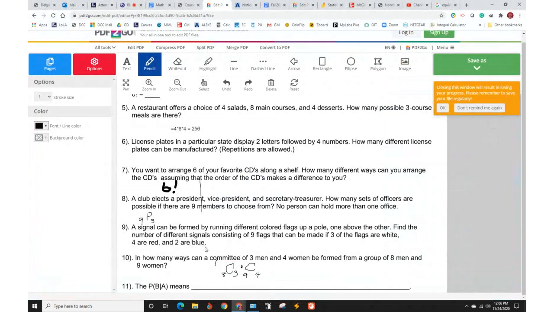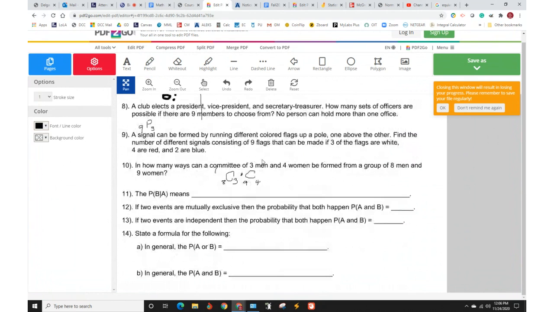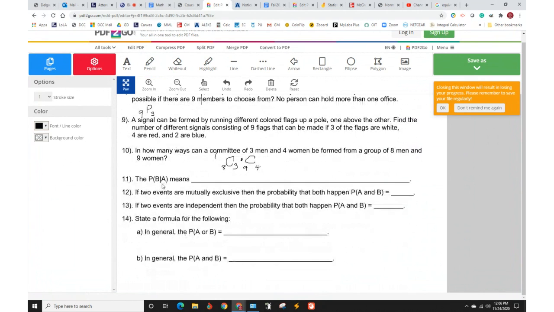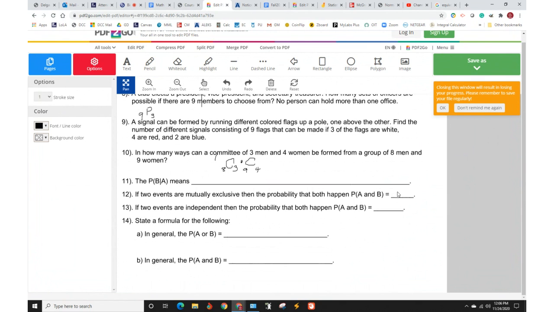Remember, this little thing here means conditional. That's the thing that stands for conditional. Whenever you see the word given, that's how that reads. That's the probability of B given that A has happened. And this is just going back to what we talked about in chapter 2. If two events are mutually exclusive, then the probability of both happening is 0.